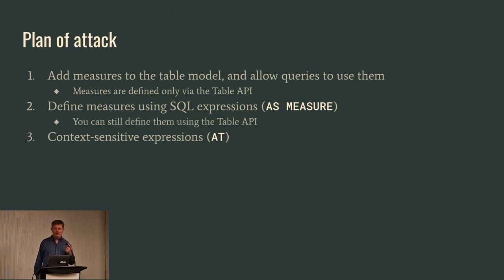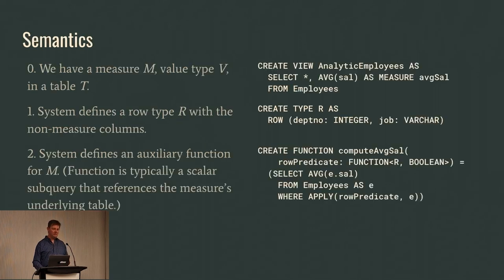We need a way of defining measures in a query using this AS MEASURE syntax, right? And once we've done that, we can say CREATE VIEW. So now we've got a table that has some measure columns. And then we provide this context-sensitive operator, which is AT. So I can take these measures and evaluate them in other contexts.